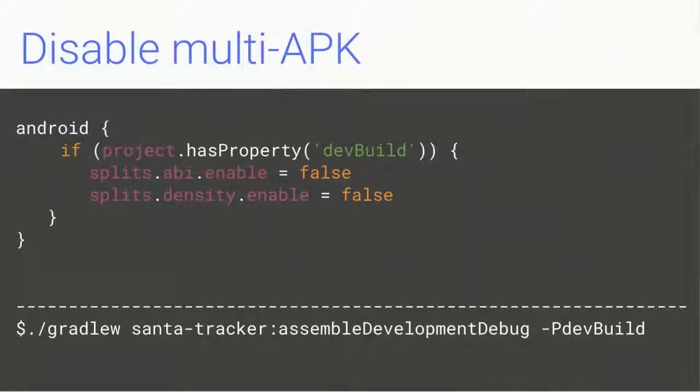Now, to disable multi-APK generation properly, you can't just disable it in the splits block, because that block is global to all your build variants. So one way you can do it properly is to define a property like here. Here, I've defined a property called devBuild. And I'm just going to pass that property to Gradle every time I do a development build. And if Gradle sees that property, it will set the splits.abi and .density enable to false. And the multi-APK generation will not happen.